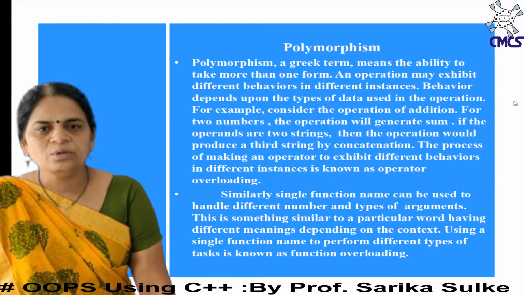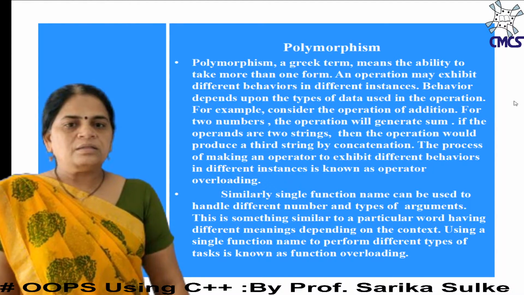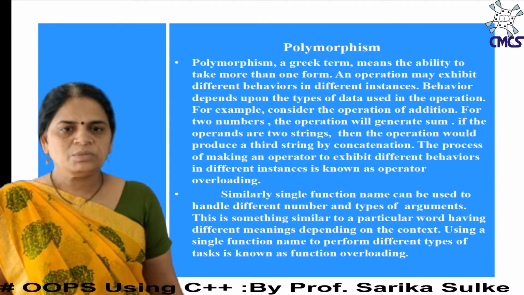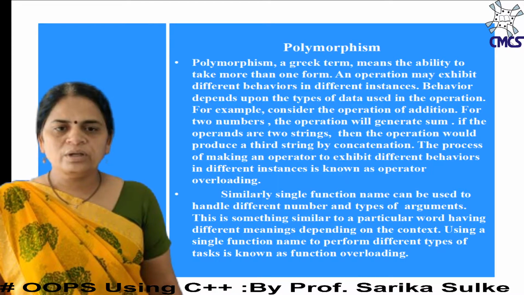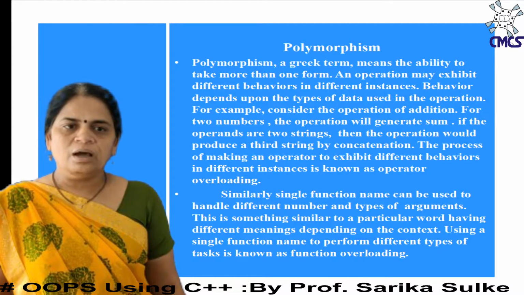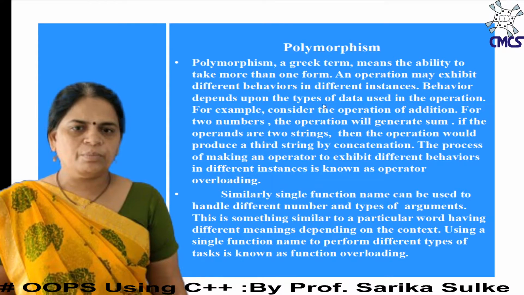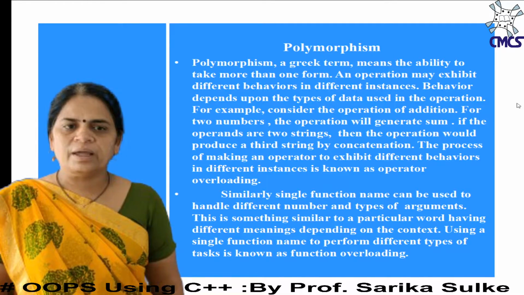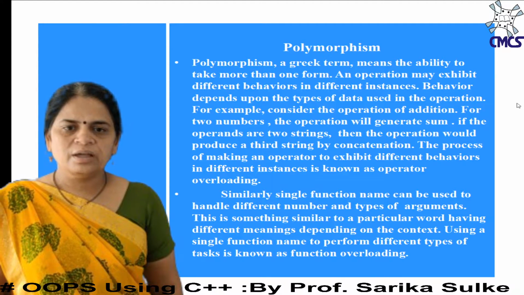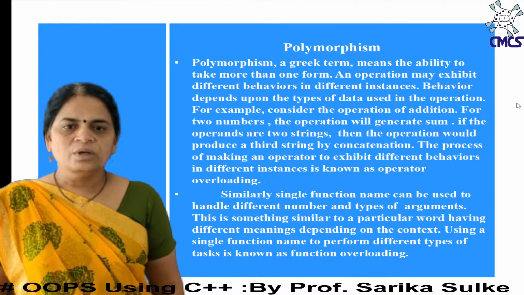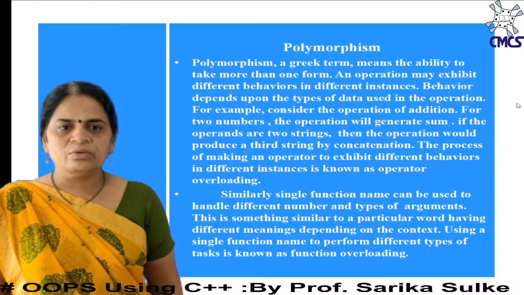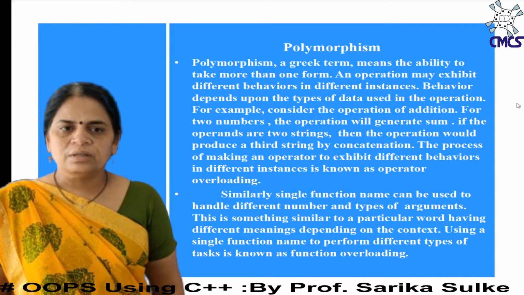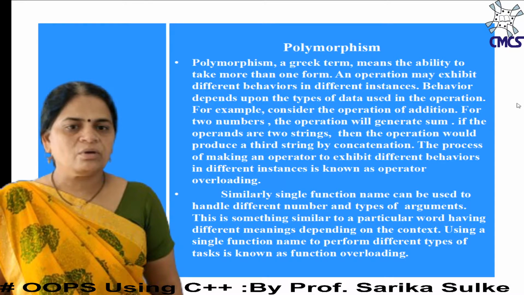पॉलीमॉर्फिज्म का मतलब होता है एबिलिटी टू टेक मोर देन वन फॉर्म. यानी जैसे कि सपोज एक फंक्शन है, फंक्शन का नेम सेम है, लेकिन अकॉर्डिंग टू डेटा टाइप्स उसका काम अलग अलग होना चाहिए. फॉर एग्जाम्पल, फॉर टू नंबर्स द ऑपरेशन विल जनरेट द सम. कंसिडर करो ऐड नाम का फंक्शन है, जिसमें अगर आप दो नंबर्स पास करते हो तो दैट फंक्शन will calculate the sum. But if you pass two strings, then the operation will produce a third string by concatenation.